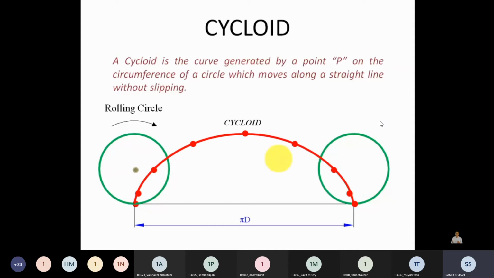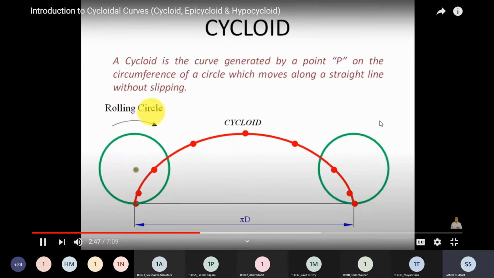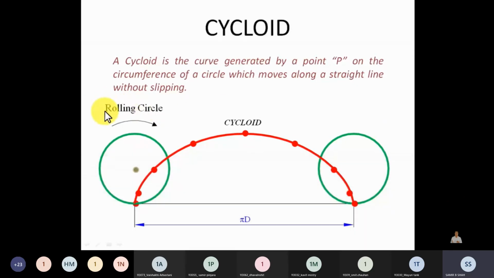So this was the circle rolling along a straight line. Now this circle in fact is also this rolling circle. There is also one more name to this. We can also call this a generating circle. In some of the books you'll find that this is called a rolling circle. In some books you'll find it as a generating circle, so not to be worried about. And this horizontal line is also referred to as a directing line.